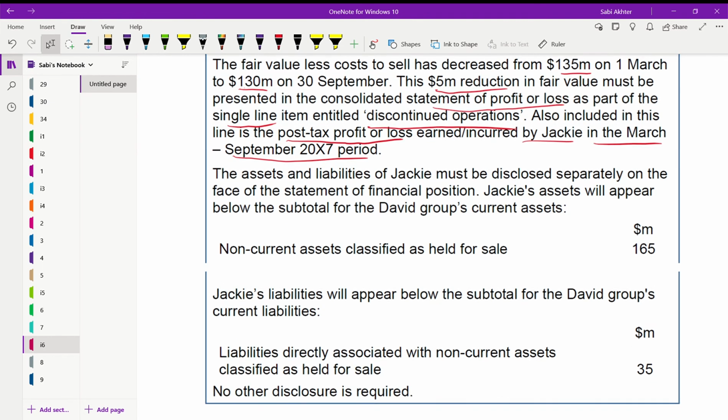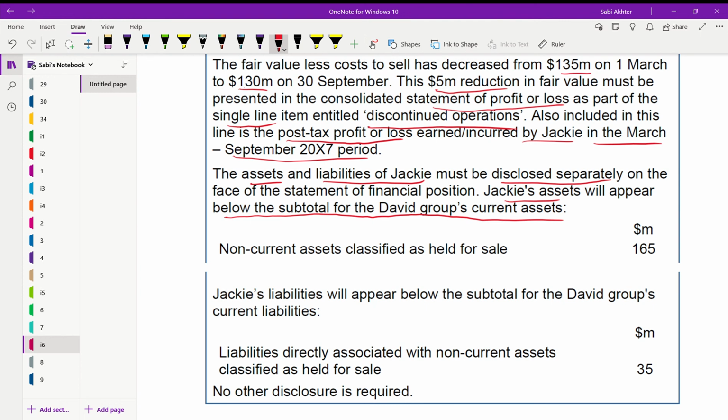So when it's IFRS 5, when you're selling it, remember the assets and liabilities of Jackie, because you're selling Jackie off, right? This must be disclosed separately on the statement of financial position. You cannot add it with the other subsidiaries' assets and liabilities. You cannot consolidate. You have to show it separately because they are disposing. Discontinued operation, right? It is under IFRS 5. So Jackie's assets will appear below the subtotal for the David's Group current assets. You have to write like this.